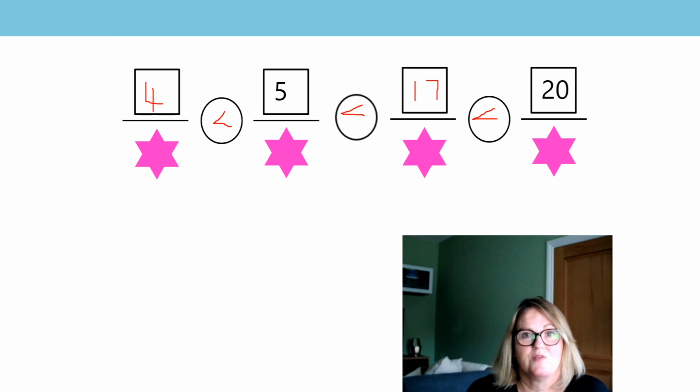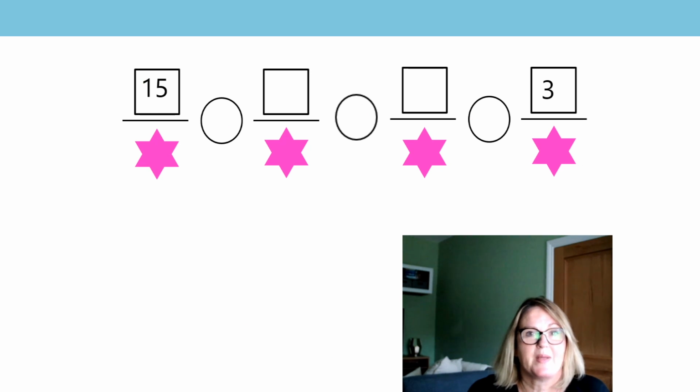Let's see, is that correct? The denominators are all the same, so we're ordering by the numerator, and I know that 4 is less than 5, that's less than 17, that's less than 20. So lots of different ways you could have answered that, but just make sure that you've used the rule that when the denominators are the same, the greater the numerator, the greater the fraction. Okay, good.